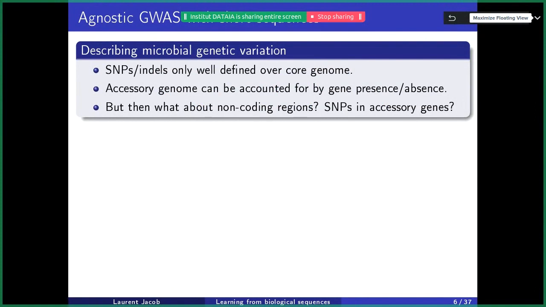You have to say, well, do I have this gene or not? If I have this gene, does it have this SNP or not? It's much more complicated. So you can account for this by saying, okay, my variants are not SNPs, they are presence or absence of genes, for example. People have been doing that with a lot of success. But then what about non-coding regions? Or is there a SNP in the gene? And you can always extend that by adding things to your list, but you need a list in the first place.